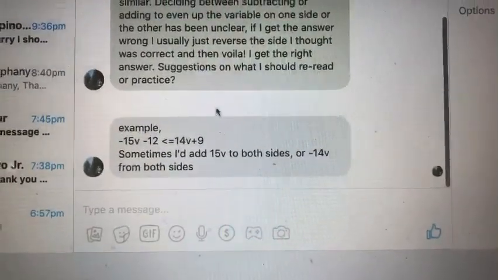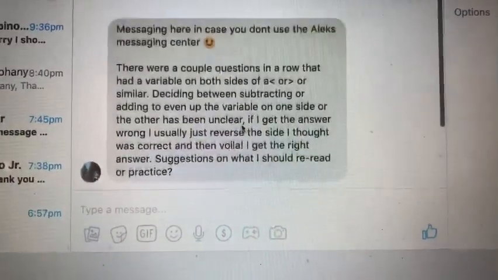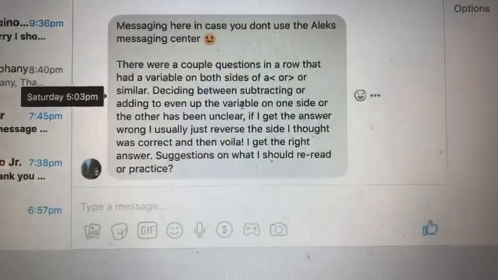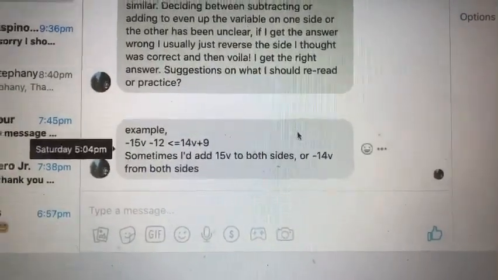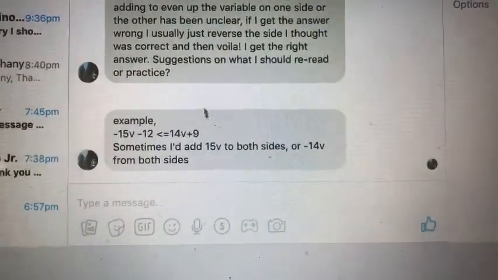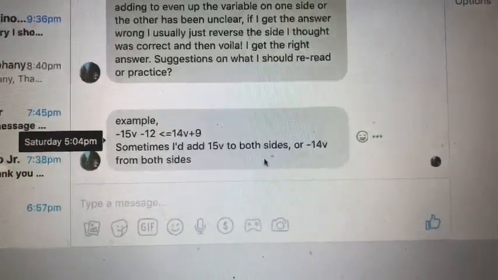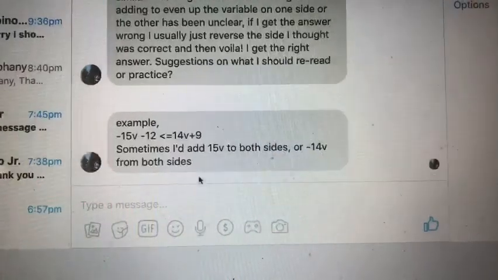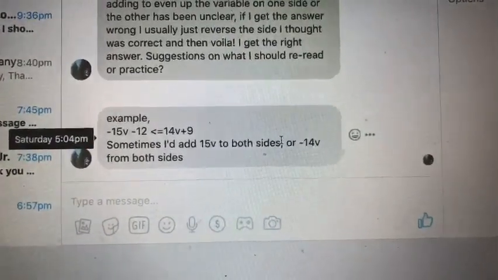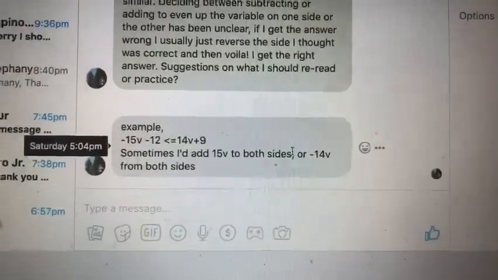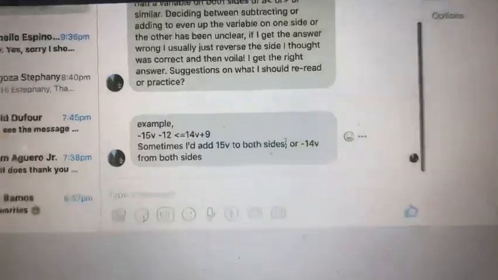And what I love is that he even gave me an example. So I just want to show this to you guys. If you ask me a question, I write down what your question is, what is it that's unclear, as he did, and then to continue on with giving me an example that I could help you with. So he gives me an example, and he says, sometimes I'd add 15v to both sides or subtract 14v from both sides. So he isn't sure what would be right or wrong, and he would just do both ways and go with whatever the correct answer is that they want.